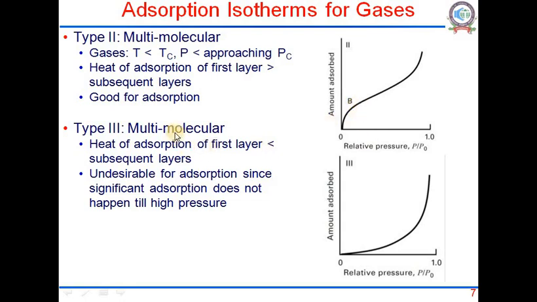Type 3 is also multimolecular adsorption, which means multilayer adsorption. In this particular case, the heat of adsorption of the first layer is less than the subsequent layers. That means it is unfavorable for the first layer to get adsorbed. The second layer is more favorably adsorbed onto the first layer than the first layer getting adsorbed onto the adsorbent. This is undesirable for adsorption, because the first layer itself does not get loaded until high values of pressure, so the amount adsorbed is less for a significant range of pressure.